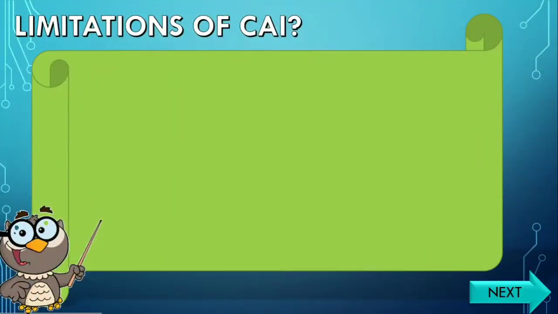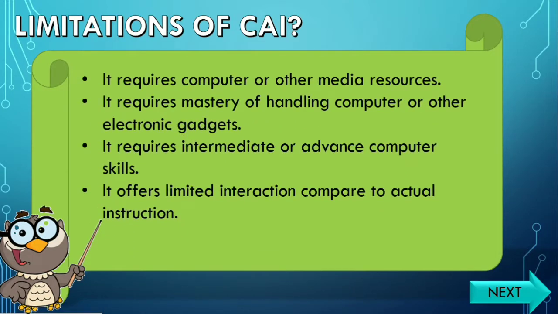What are the limitations of CAI? CAI doesn't have disadvantages but only limitations, and the first one is it requires a computer or other media resources. This kind of instructional material will only work using a computer, laptop, or any Android device. If you don't have such electronic media, you will not enjoy the benefits of a computer-assisted instructional material.